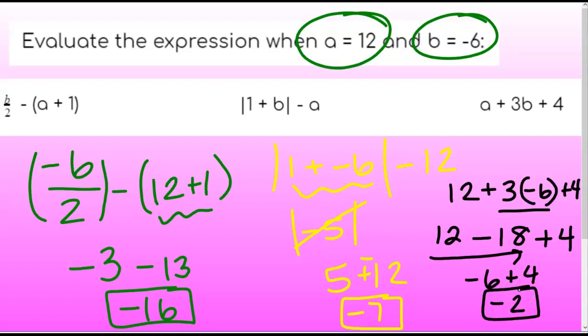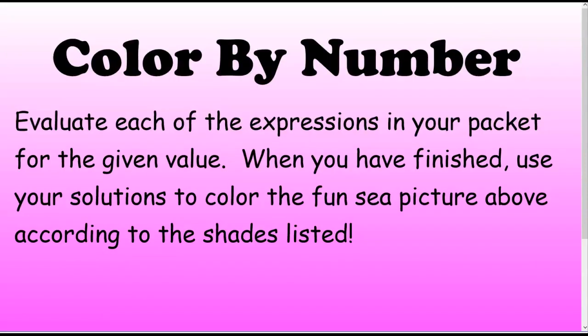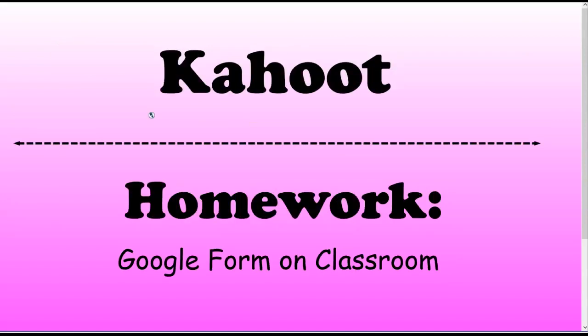Okay, now turn the page in your packet. What you have here is you are going to evaluate your expressions, and then when you finish, you're going to use the solutions to color the picture above it, depending on the shade. So you're going to do that next for about 10 minutes. When you are done with that, you are going to go ahead and go to Google Classroom. In Google Classroom, I have posted a Kahoot, and this Kahoot you can work through. And then there is your Google form for homework. Again, remember you should probably finish everything in class.